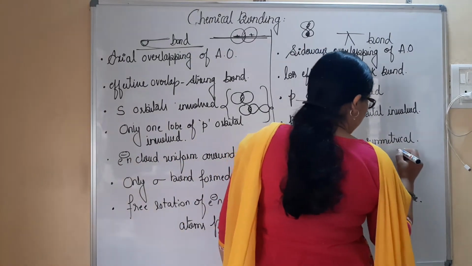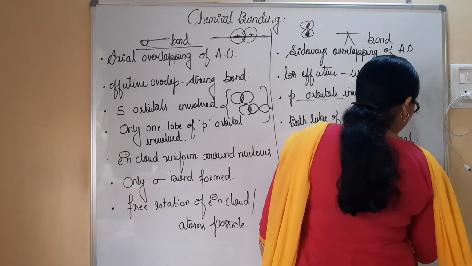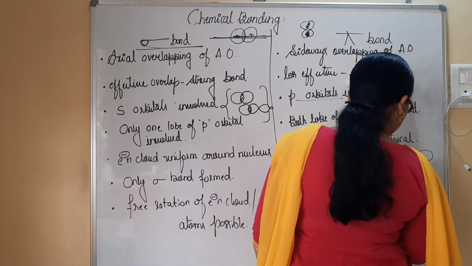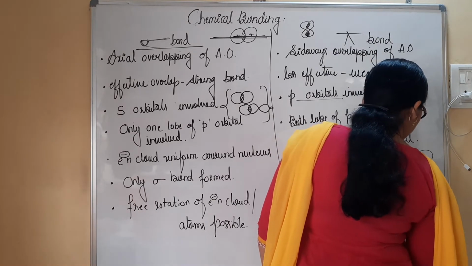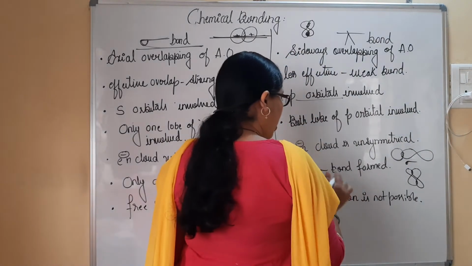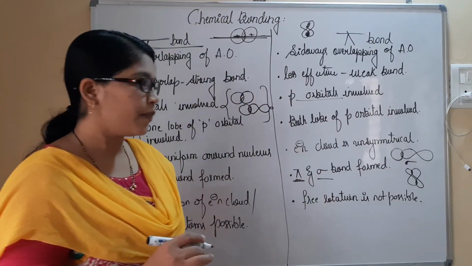If you consider this one, as I already showed here, when one of the lobes is involved in the bond, then it is said to be pi. This is sigma bond, right? Sideways overlapping you have seen. In case of sideways overlapping, we can consider pi bond. So in p orbital involvement, both pi and sigma bonds can be formed.